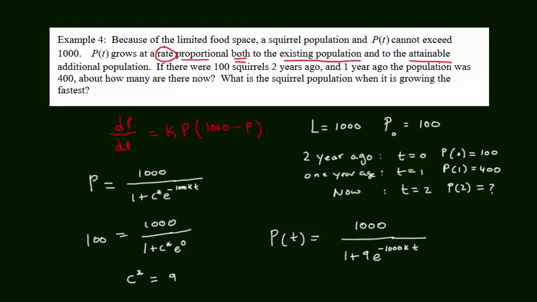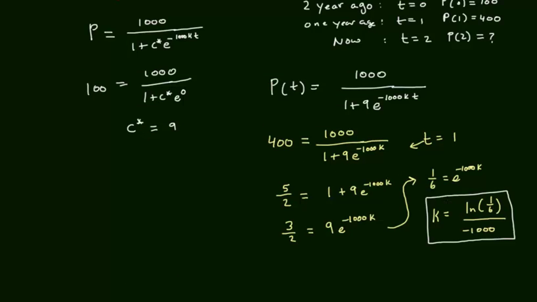So like the other word problems, we're going to have to use the condition to solve for k. I would press pause now, and then the solution will be revealed. And here we have the work for solving for k. k equals the natural log of 1/6 over negative 1,000.